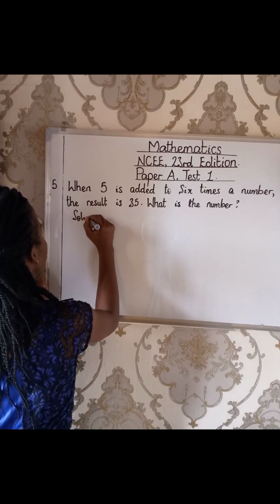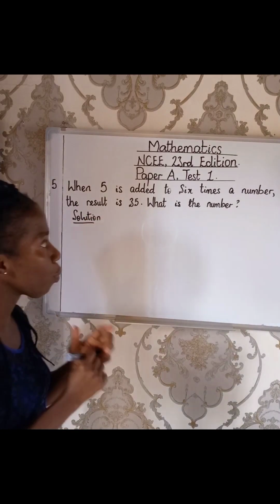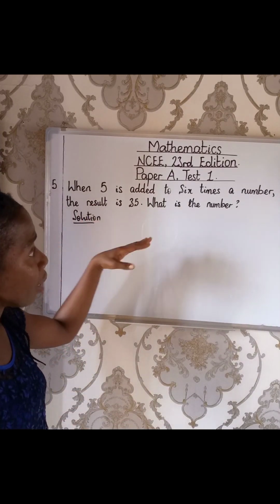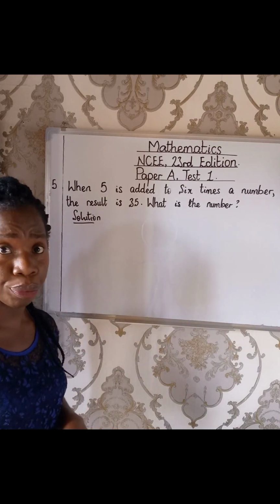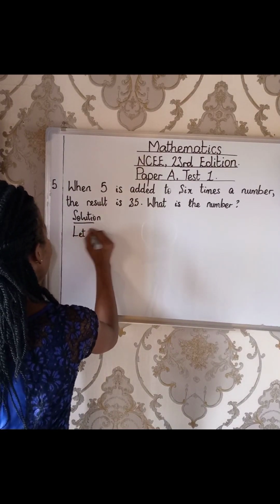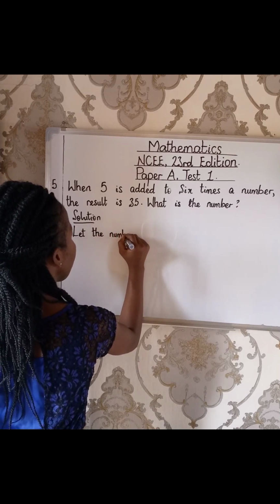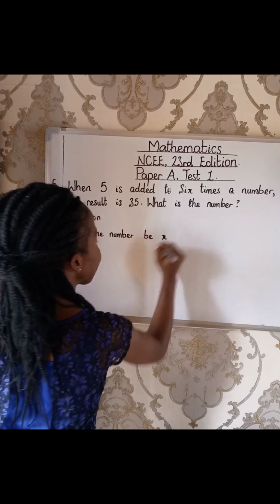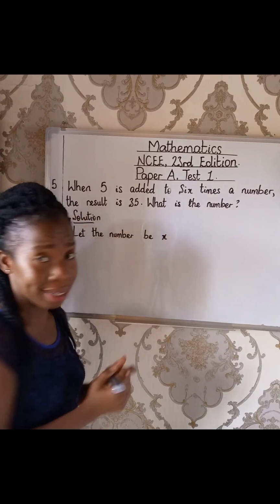Write solution. This is our solution. Now, we don't know this particular number. 5 is added to 6 times the number. We don't know the number. So what do we do? We now say let the number be x. We say let the number be x because we don't know. So let it be x.